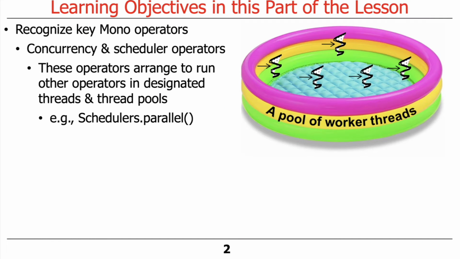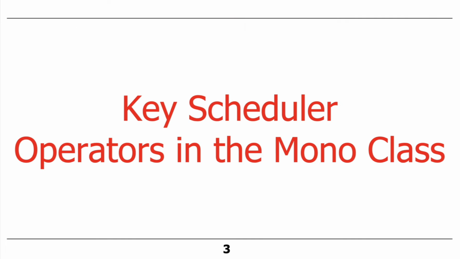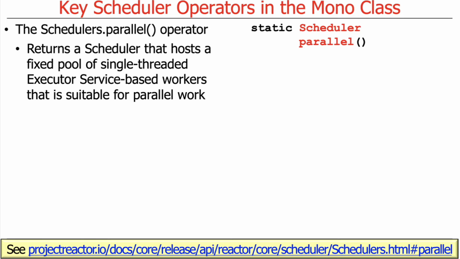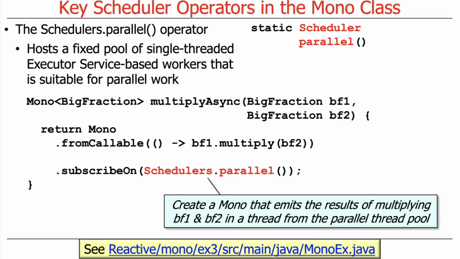If you recall before, we talked about Schedulers.single, which had a single background thread. Now we're going to have Schedulers.parallel, which, as the name implies, is going to have a way to run the other operators in a Flux stream or a Mono stream in a designated thread or in a thread pool. So the parallel operator returns a scheduler that hosts a fixed pool of single-threaded executor service-based workers that is suitable for parallel computation. As you can see here, it's a very simple method. It just returns a scheduler. And basically what we use it to do is to allow for computations to run in a pool of threads.